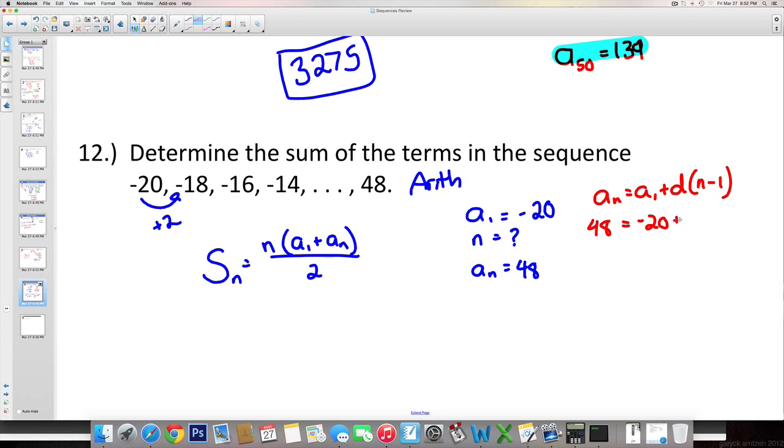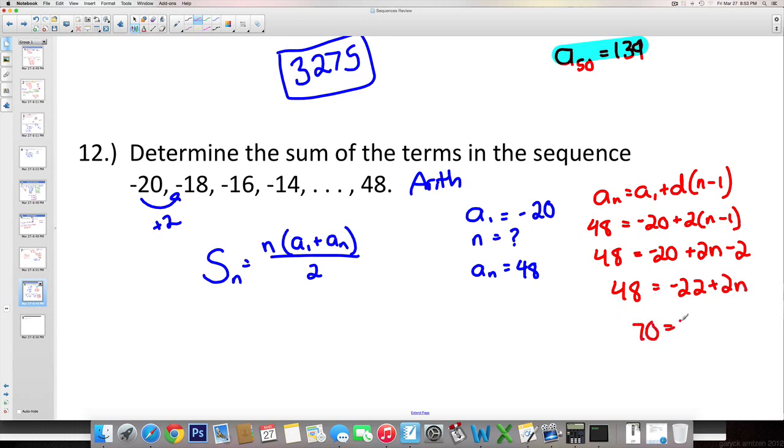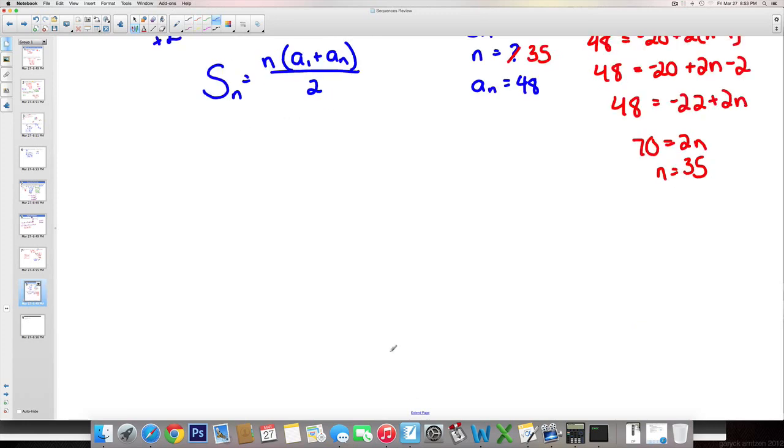So the common difference was 2, times n minus 1. Go ahead and distribute this out. So 70 equals 2n. So n equals 35. That means that this here is the 35th term. So now we know that n is 35. There's 35 terms in this sequence. So now we can find the sum of the first 35 terms.